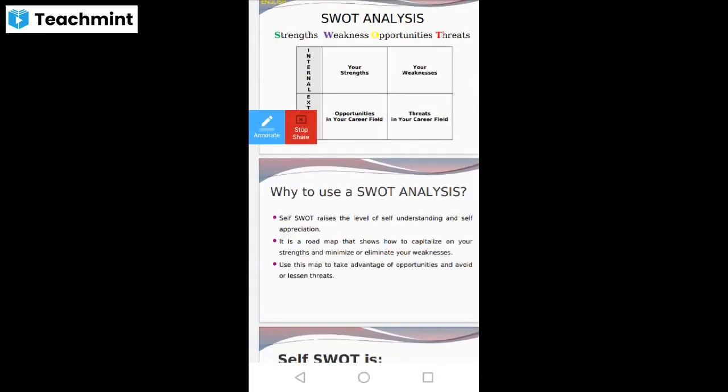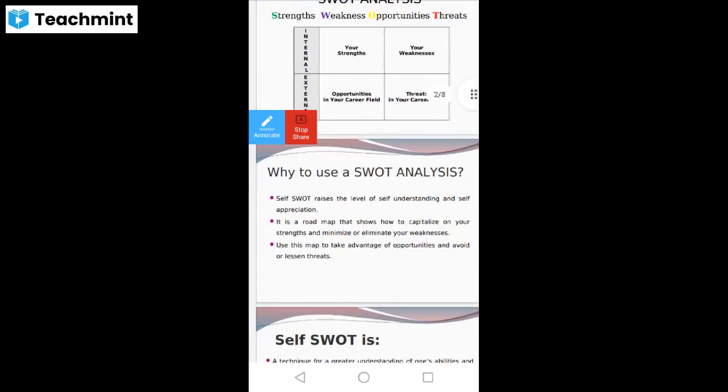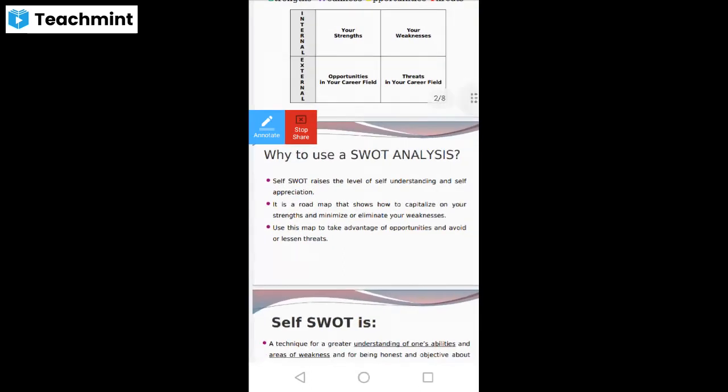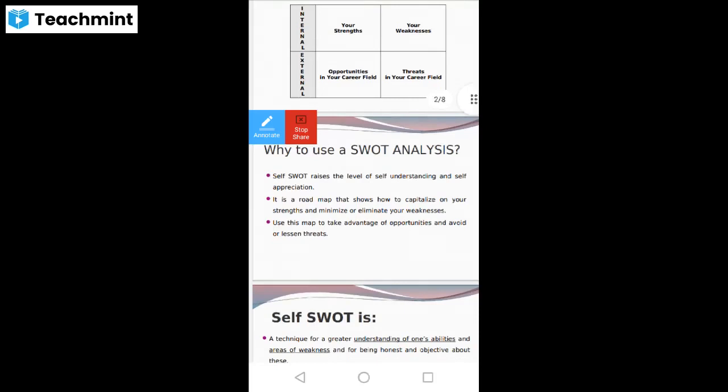It is a kind of roadmap that shows how to gain or capitalize on your strengths and minimize or eliminate your weaknesses. Use this map to take advantage of opportunities and avoid threats. Suppose you analyze this, we are able to see what opportunities and what challenges you are going to have. So by looking at them, you can avoid the challenges or you can face the challenges daily.